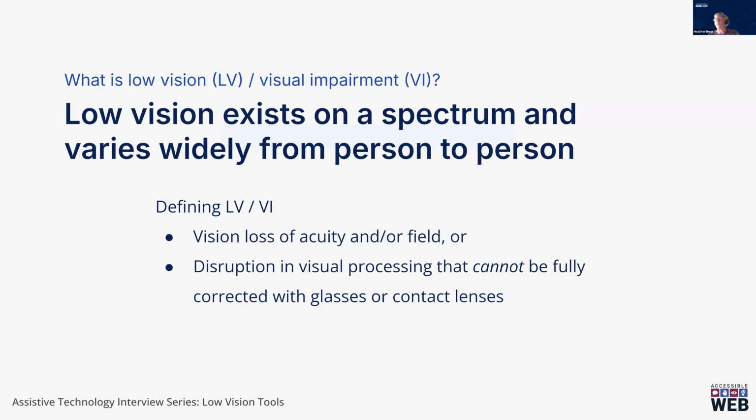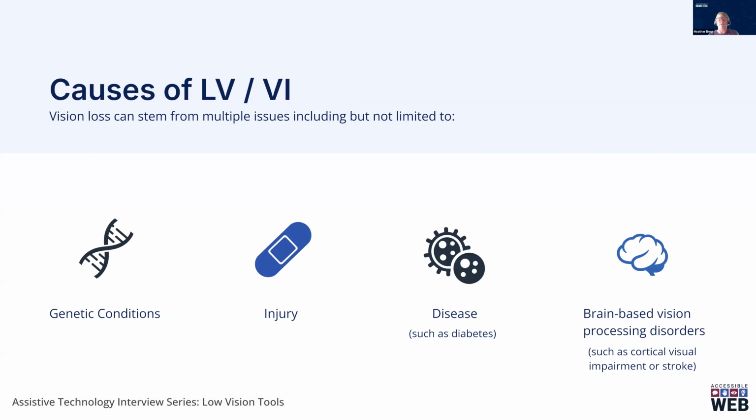Slide number 3, let's talk about some common causes of visual impairment. The first of which can be genetic conditions, something that you're born with. Can be injuries to the eyes or any of the visual processing center in the brain. Diseases, one that folks think about a lot, maybe you heard about, diabetes can cause vision loss. And then also brain-based disorders, such as a cortical visual impairment, or even a stroke. So where the structures in the eyeball and the optic nerve are healthy, but the parts of the brain that interpret visual information have been affected.